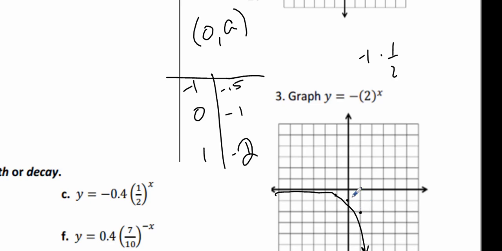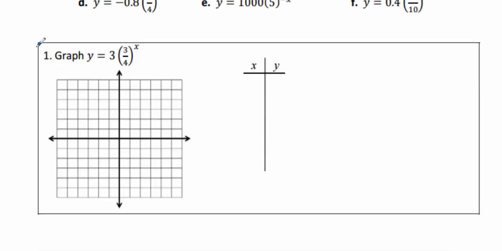Okay, let's move on to some decay functions. Here's the decay function right here. How do I know it's a decay? Remember, this is smaller than 1 and greater than 0. Right, it's in between 0 and 1. So again, my numbers I want to use are what? Oh my gosh, -1, 0, and 1. How convenient. Let's plug in 0. Remember, it's 0a, so it's 3. That's always going to be that.